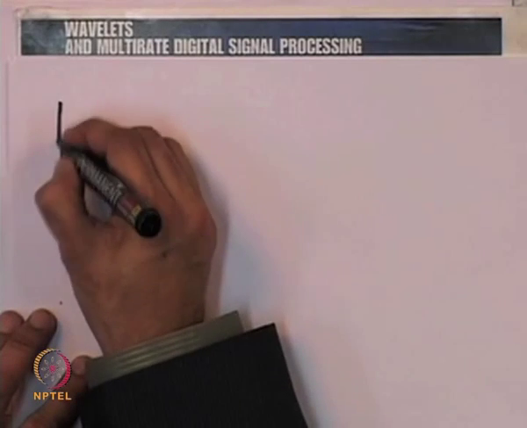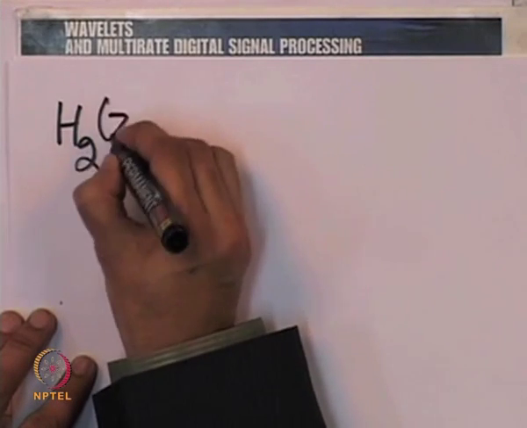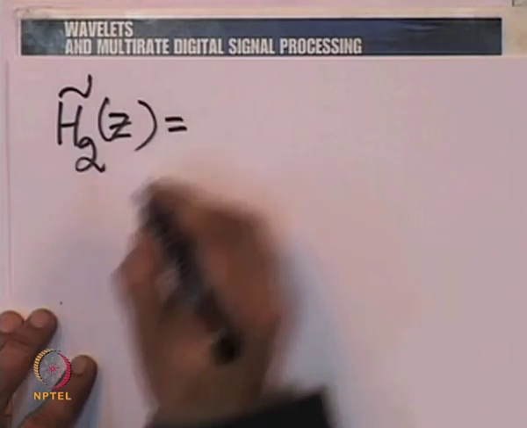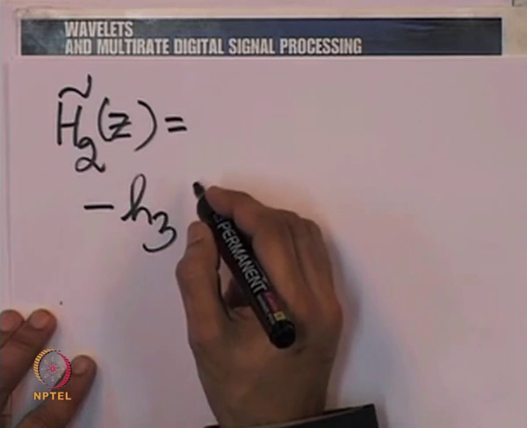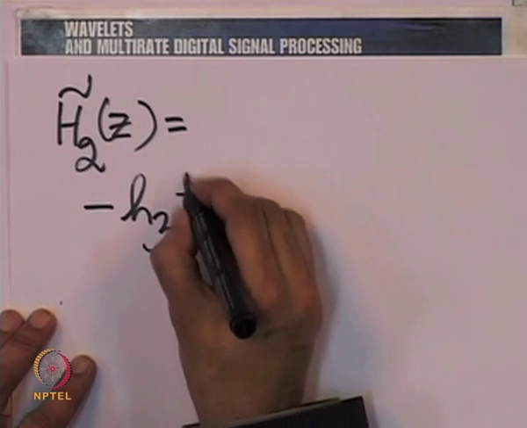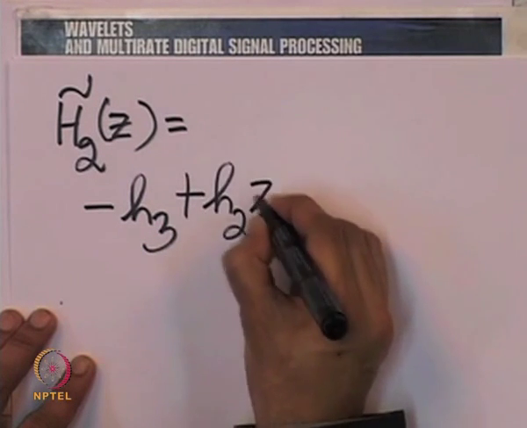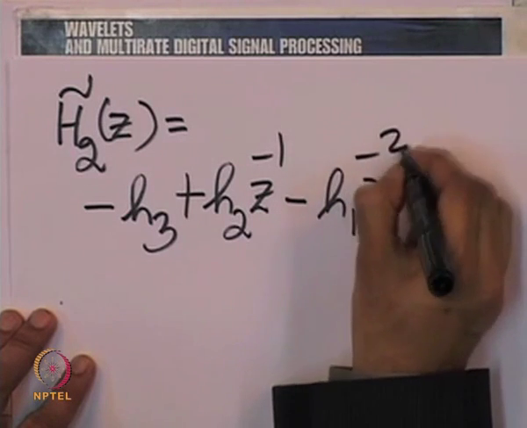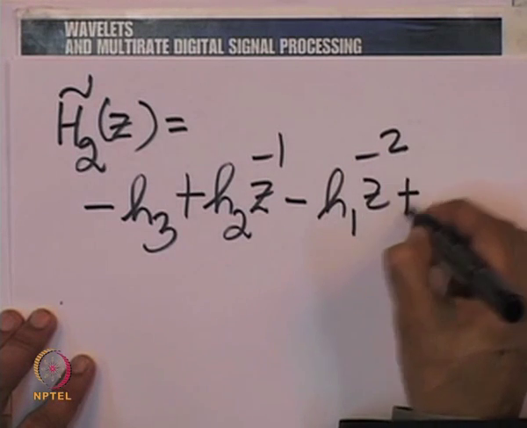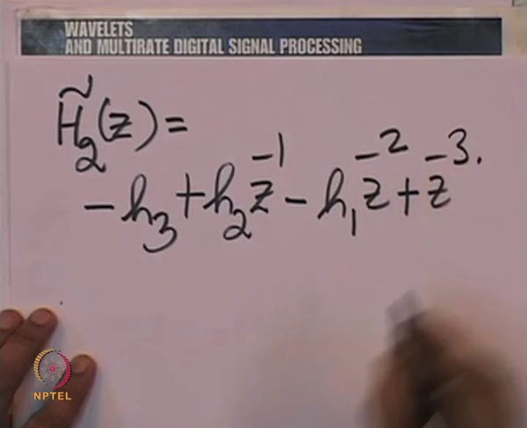So, h 2 tilde z can be simplified. It is minus h 3 plus h 2 z inverse minus h 1 z raised to the power minus 2 plus z raised to the power minus 3.